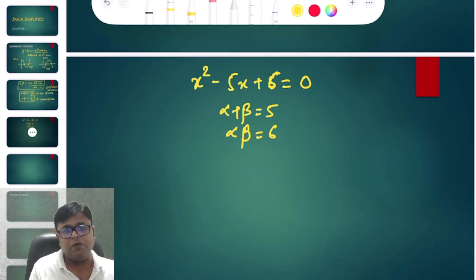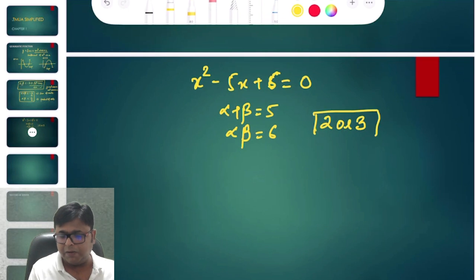Now I'll just look for two numbers whose sum is 5 and product is 6. It is very easy to just think of the two numbers whose sum is 5 and product is 6. So it easily gives me 2 and 3. And that is the concept behind splitting the middle term also. So we can directly calculate roots by using sum of roots and product of roots.